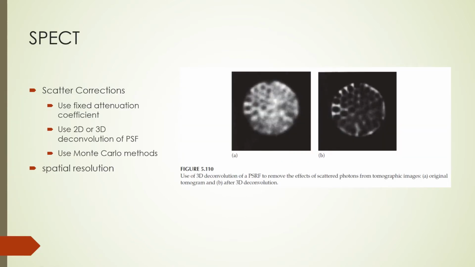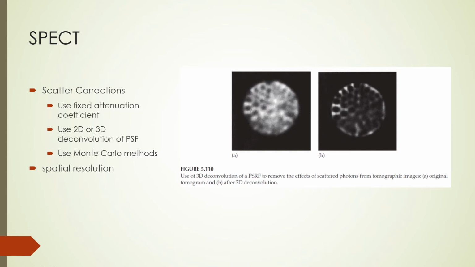Photon scatter in both the patient and the collimator gives rise to image blurring and can lead to inaccuracies in quantification. With a standard 20% photo peak window, approximately 30% of counts in a technetium-99 image come from scattered photons. Corrections for scatter can be done in a simple way by using an experimental value for the linear attenuation coefficient. This method oversimplifies the problem.